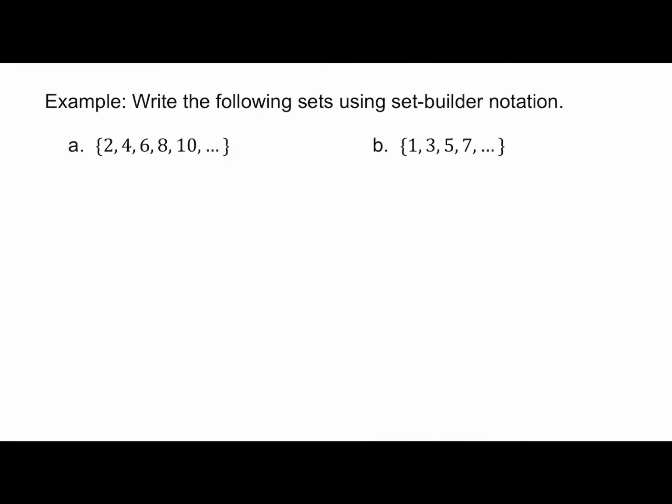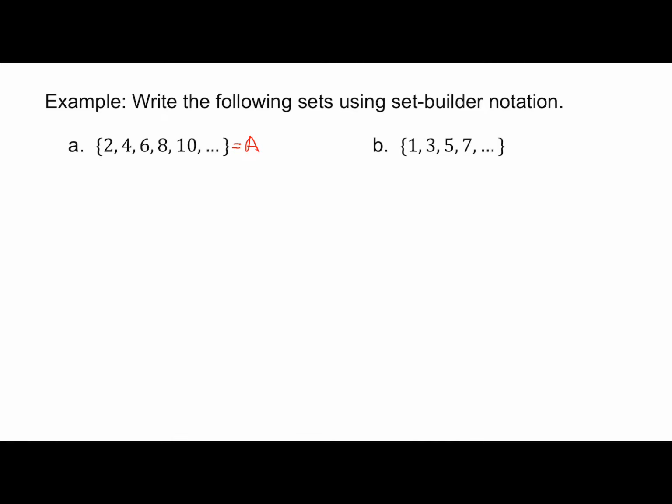All right, so let's try working the other way. Here are some sets that have been described using the listing method. Let's use set builder notation to describe these sets. So let's start with A. And let's give this a name. Let's call it capital A.